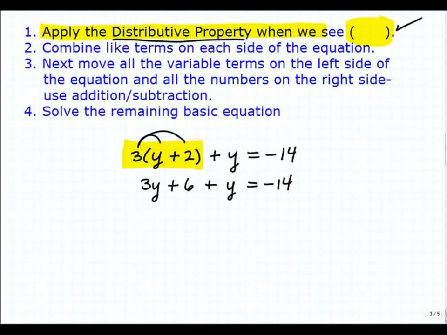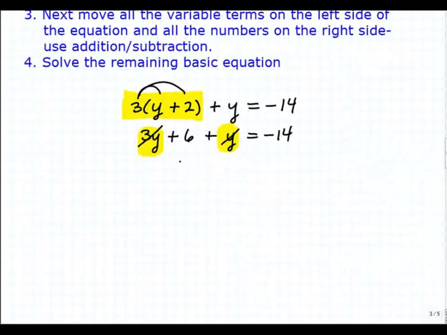Step 2 is to look for opportunities to combine any like terms on either side of the equation. So we want to look at the left-hand side independent of the right-hand side and just look for like terms. Do we see any like terms here? Well, 3y and y are like terms, so we want to combine them. 3y plus y gives us 4y plus 6 equals negative 14. Notice that I'm rewriting the equation over and over again, but each time I rewrite it, I'm making it simpler. That's the whole idea behind solving these multi-step equations, and you're showing all your work.